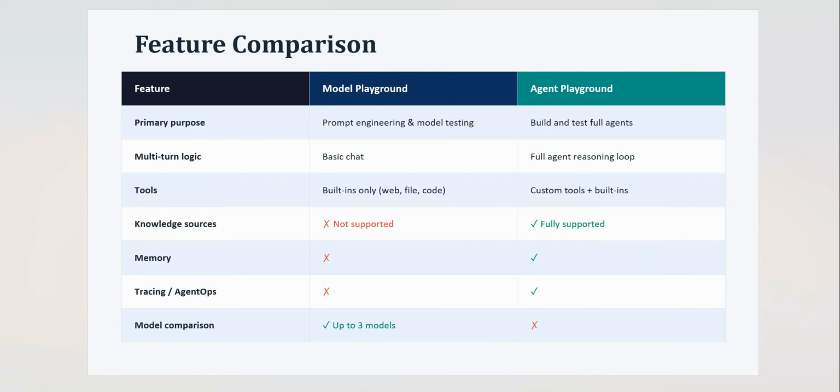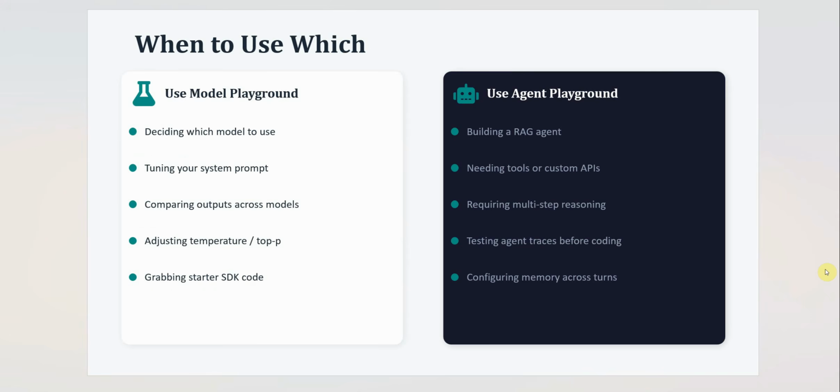So if your question is still which model should I use, then I don't think you should go to Agent Playground. You should still stick to your Model Playground. Everything else, like the basic chat and built-in tools, exists in both of these, so it doesn't matter where you are checking it. But try to utilize Model Playground in your initial stages as much as possible.